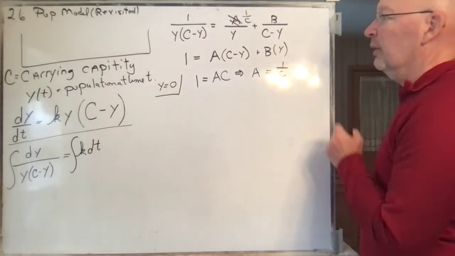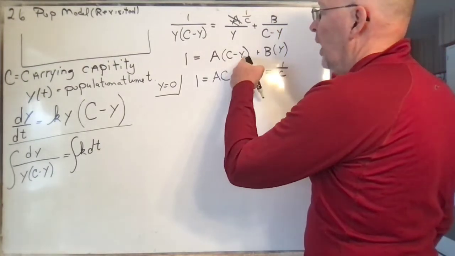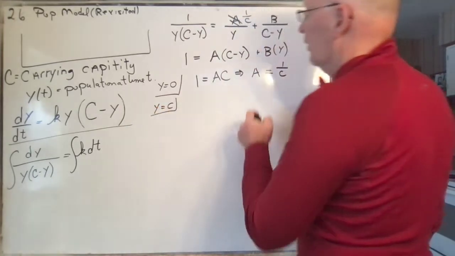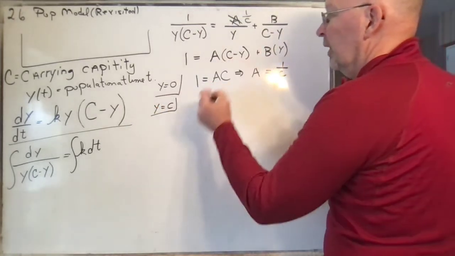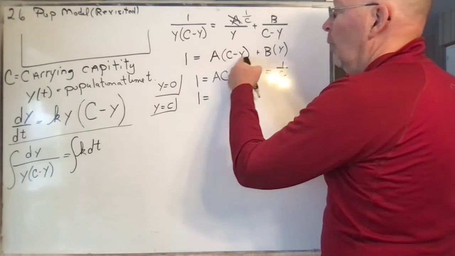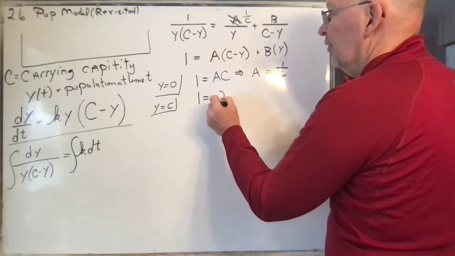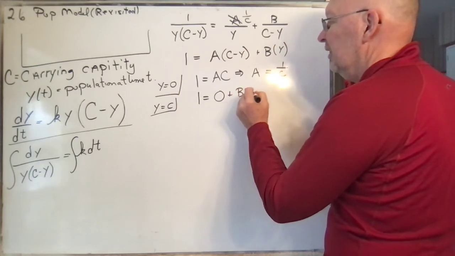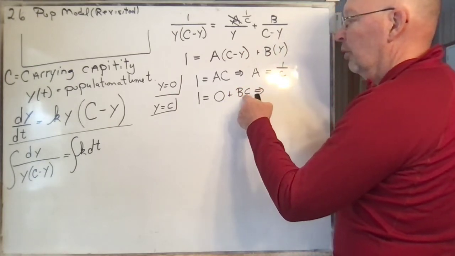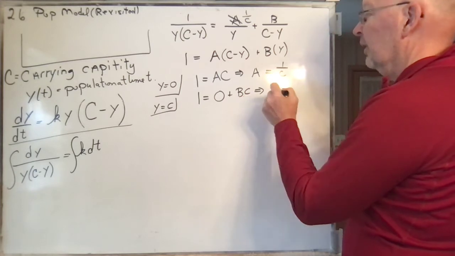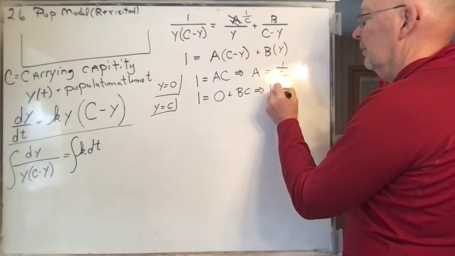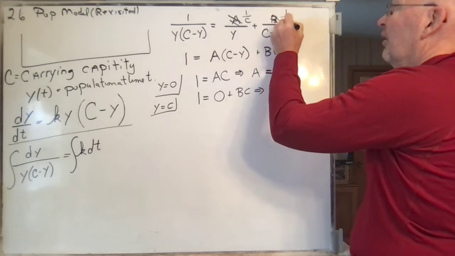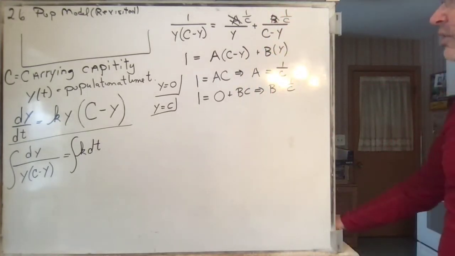Now, how about B? How do we find that? Let's let y be equal to c. If we do that, then this one goes away. We're going to get 1. Y is equal to c, so that all becomes 0. Y is equal to c, so you're going to get plus bc. And so lo and behold, it tells us that b is also equal to 1 over c. That was easy enough. There it is, right there.